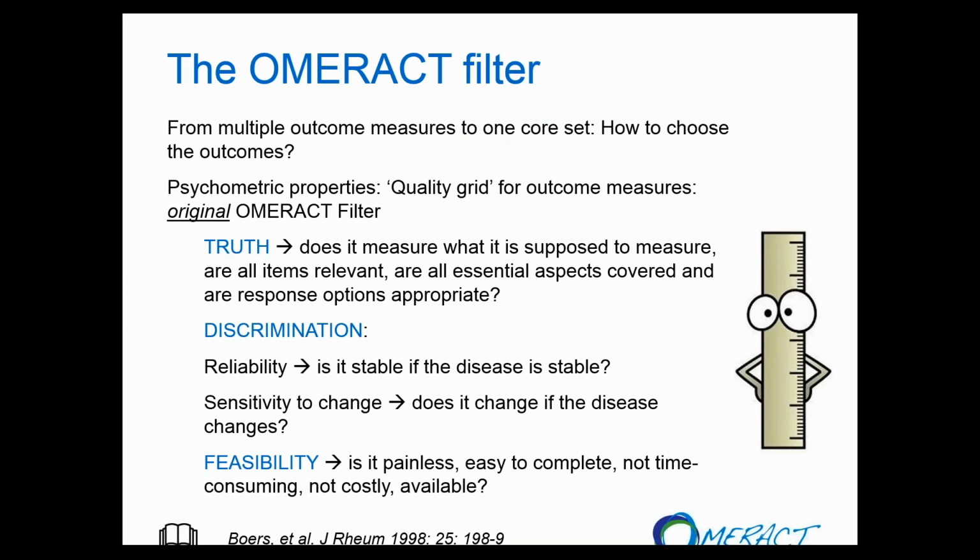So this is what you do when you are looking from the old OMERACT filter to an instrument. You have to look at something like what we call the psychometric properties of an instrument. And truth means here, does the instrument measure what it is supposed to measure? In other words, are all items relevant? And are all essential aspects covered and all response options appropriate? So do the answers in a questionnaire make sense? This is something that patients can do, and where it's important that patients say.